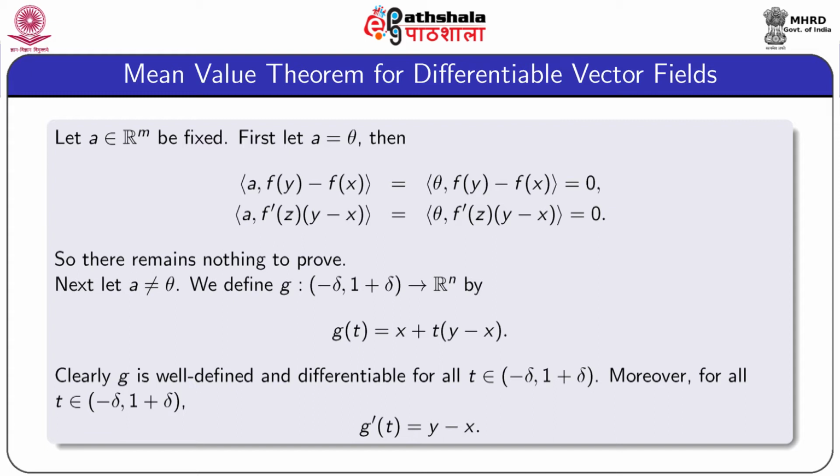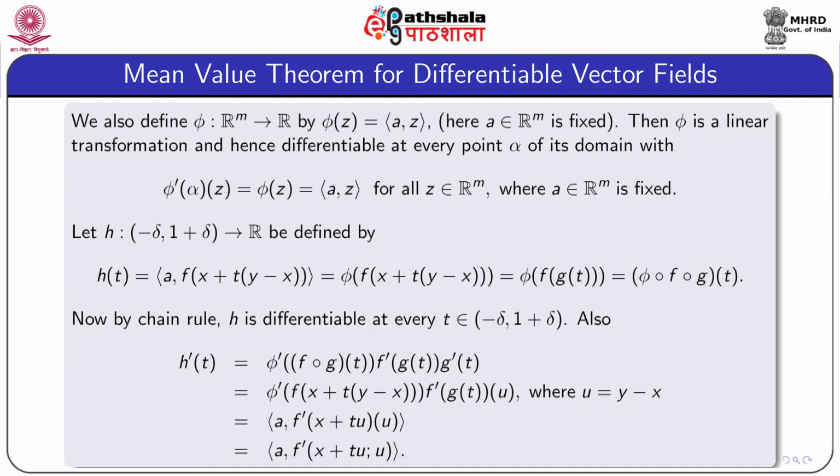We define a function g from the open interval (minus delta, 1 plus delta) to R^n by g(t) equal to x plus t times (y minus x). Clearly, g is well defined as x and y minus x are vectors in R^n and t is a real number. Moreover, g is differentiable for every t lying within (minus delta, 1 plus delta). Also, the value of the derivative is given by g'(t) equal to y minus x.